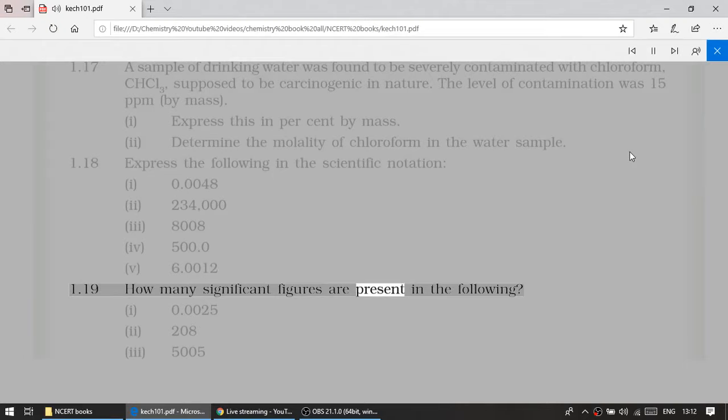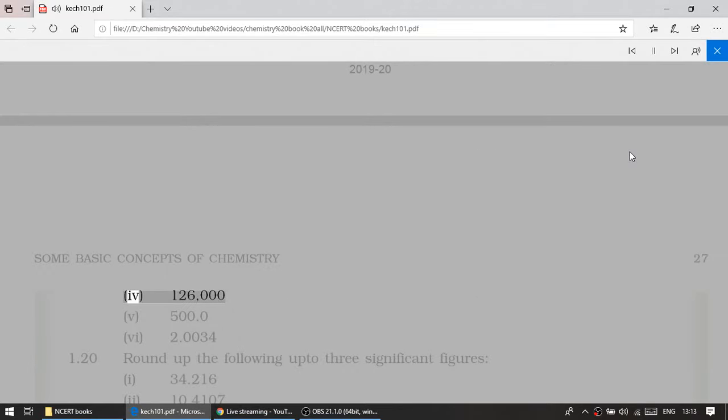1. 0.0025, 2. 208, 3. 5005, 4. 126,000, 5. 500.0, 6. 2.0034. 1.20 Round up the following up to 3 significant figures.